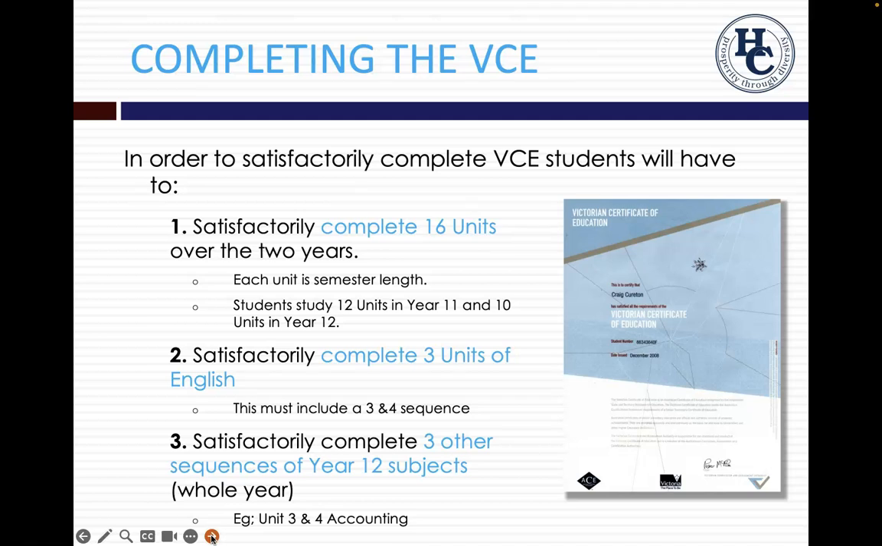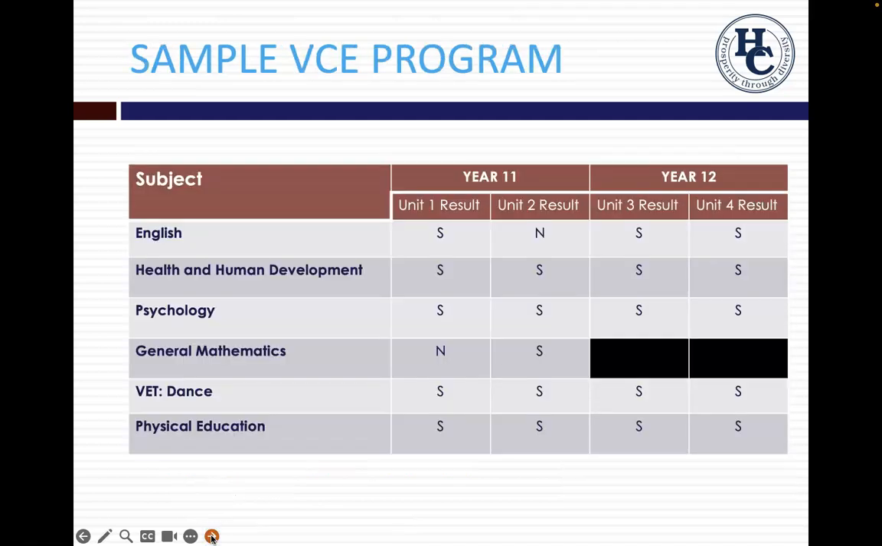You also have to satisfactorily complete 3 other sequences of Year 12 subjects. So that's completely successful across a whole year, 4 English plus 3 additional Year 12 subjects. Alongside the units that you've completed at Year 11 and additional units at Year 12, if you're completing those also, that then contributes towards being eligible to receive a VCE certificate upon graduation. What this might look like across that 2-year program can be seen on this slide here.